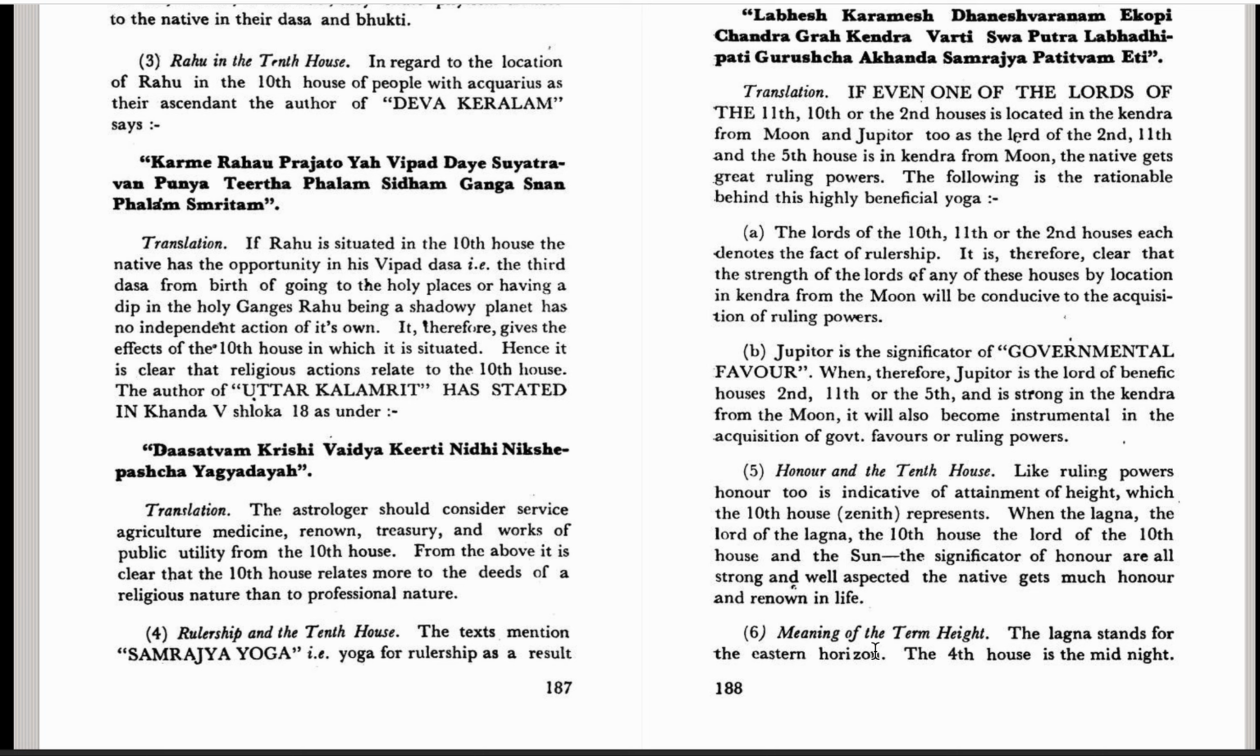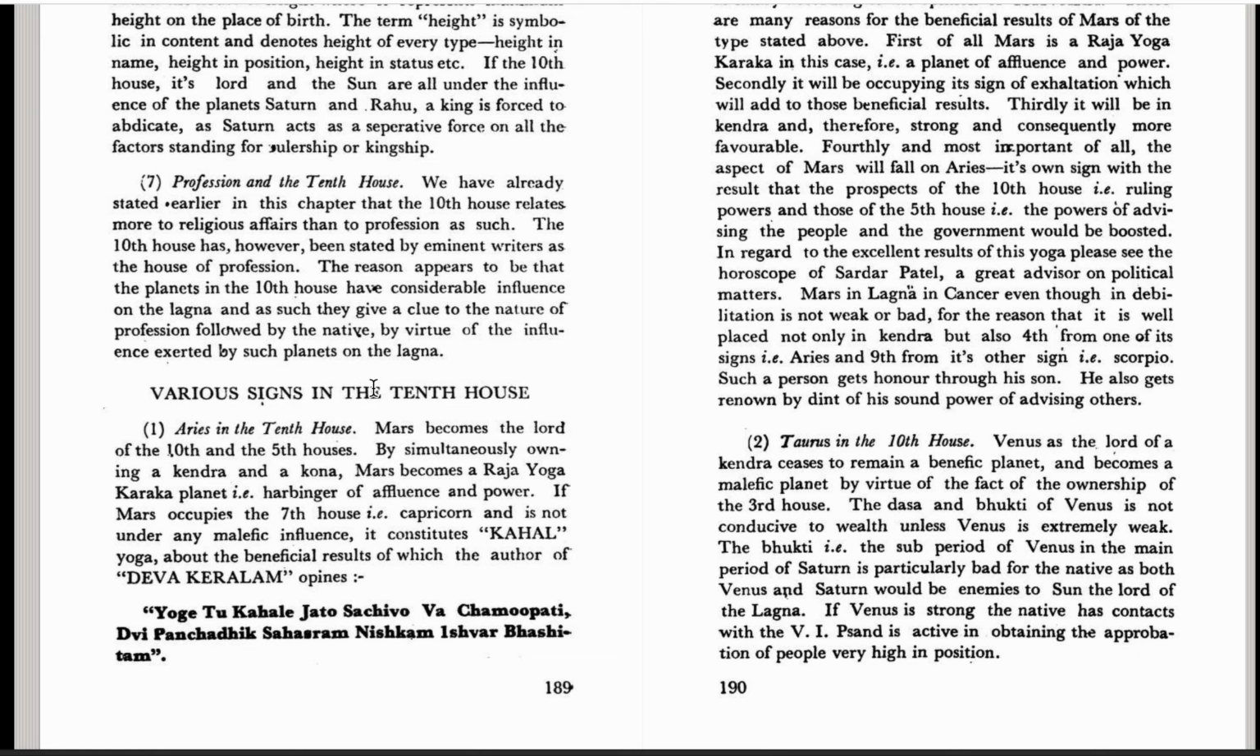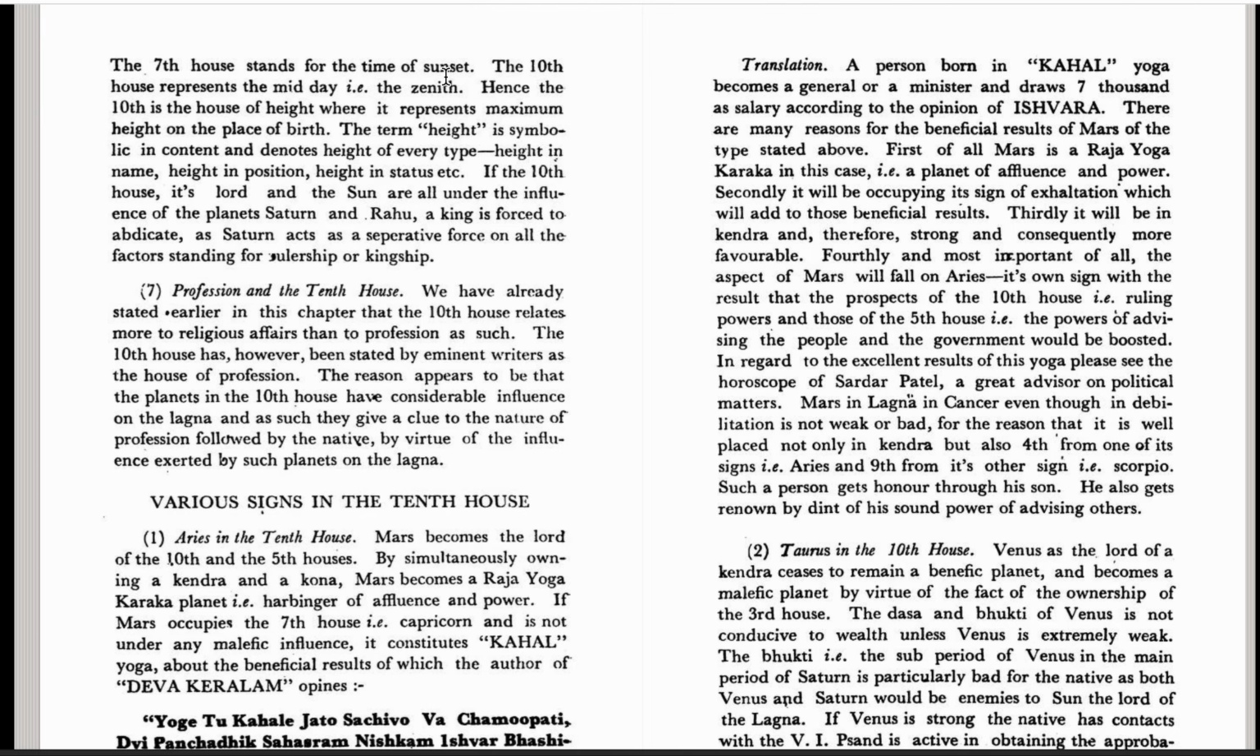See here, the lagna stands for the eastern zone, the 4th house is midnight, and the 7th house stands for the time of sunset. The 10th house represents midday, that is the zenith, like height. Hence the 10th represents maximum height at the place of birth. So if the 10th house, its lord and the Sun are all under the influence of malefic planets and Rahu, a king is forced to abdicate.